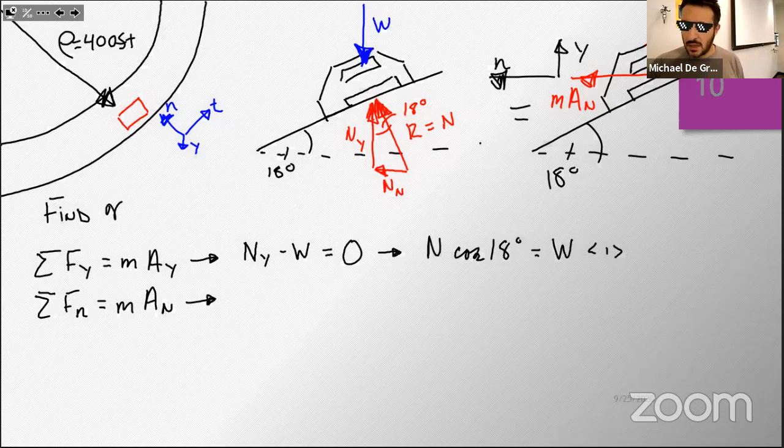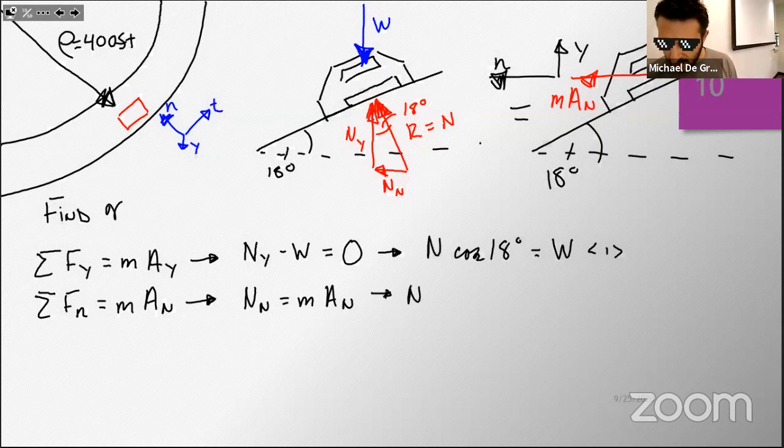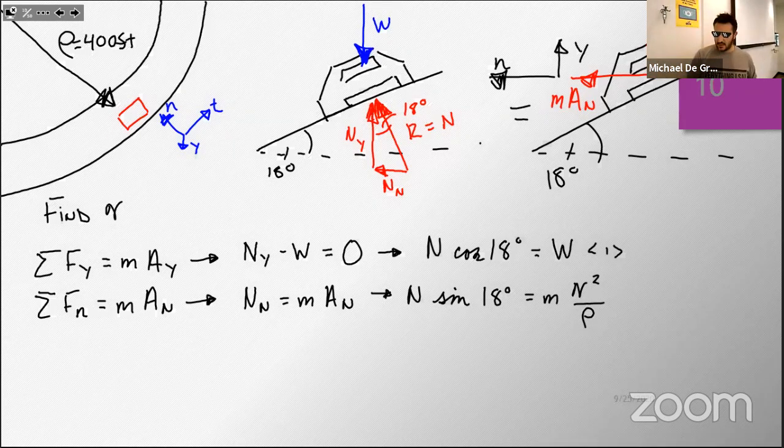Well, I have to figure out my normal direction forces. Well, I've only got one, right? I've got my N in the normal, and that has to equal the mass times acceleration in the normal. Well, N in the normal is N sine of 18 degrees, which is equal to mass times v squared over rho. Okay. Well, I've got two equations, and I've got three unknowns. That's a problem, isn't it? Well, kind of.